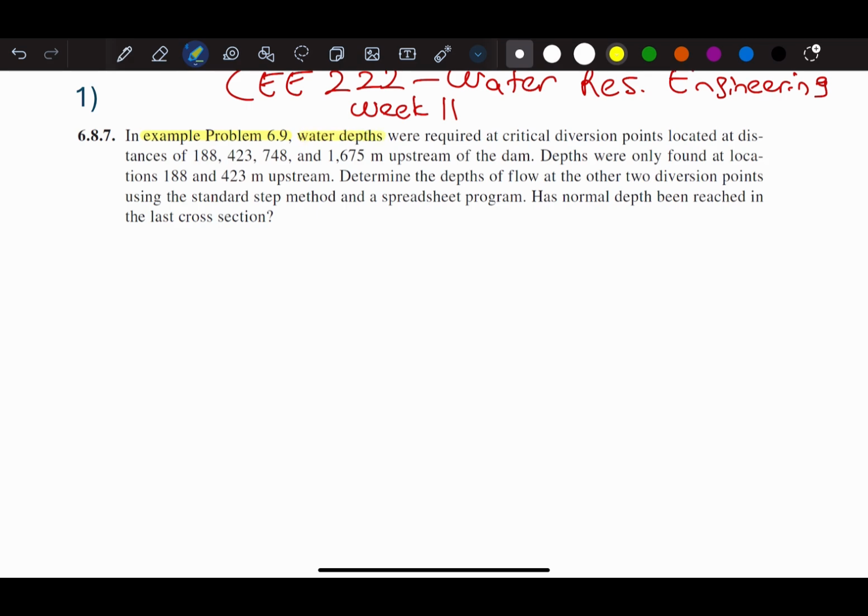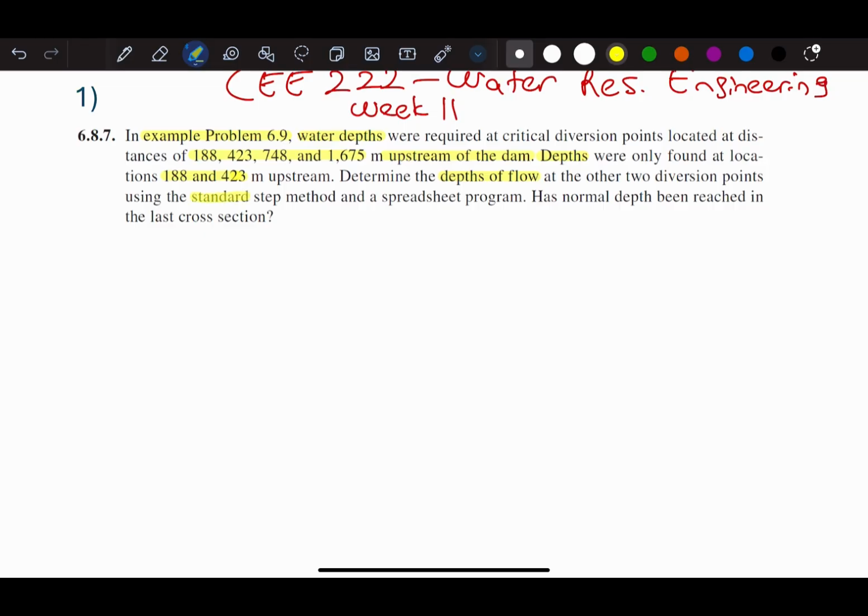water depths are recorded at critical diversion points located at distances of 188, 423, 748, and 1675 meter upstream of the dam. In this example, depths were only found at locations 188 and 423. And we need to determine the depths of flow at the other 2 diversion points, which are 748 and 1675.